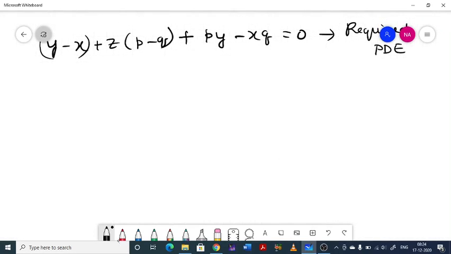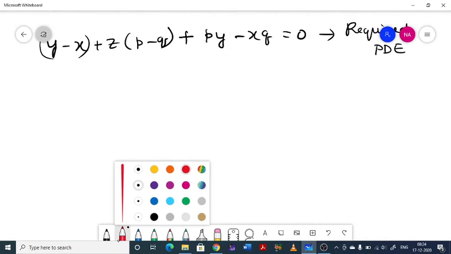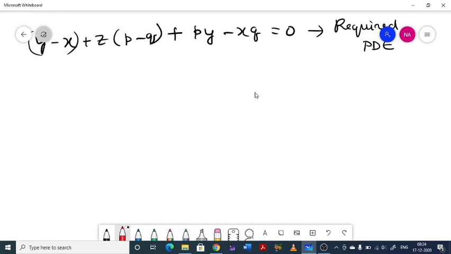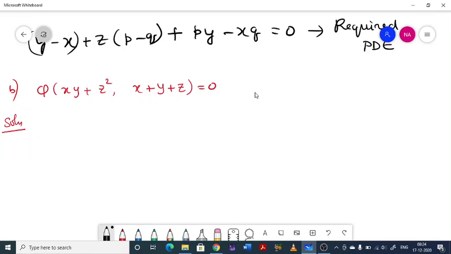Next, let us take one more. Problem B. Form the PDE given that phi of xy plus z square, comma x plus y plus z equal to 0. Solution. Given u equal to xy plus z square, v equal to x plus y plus z.